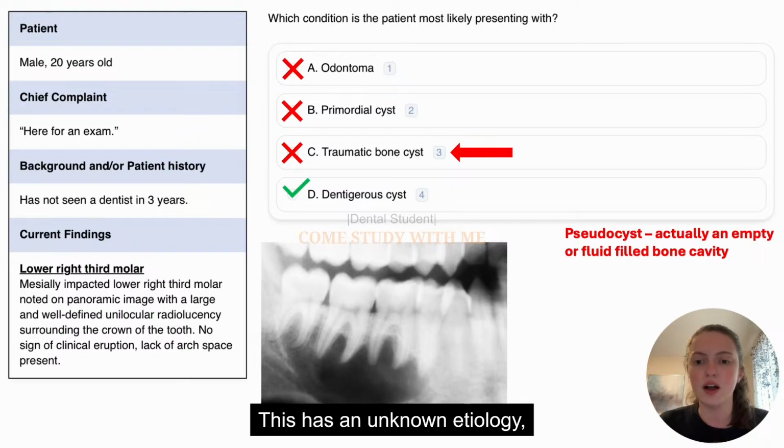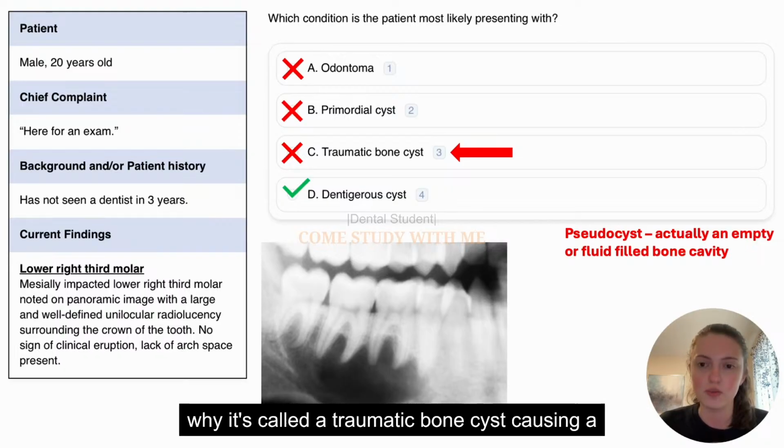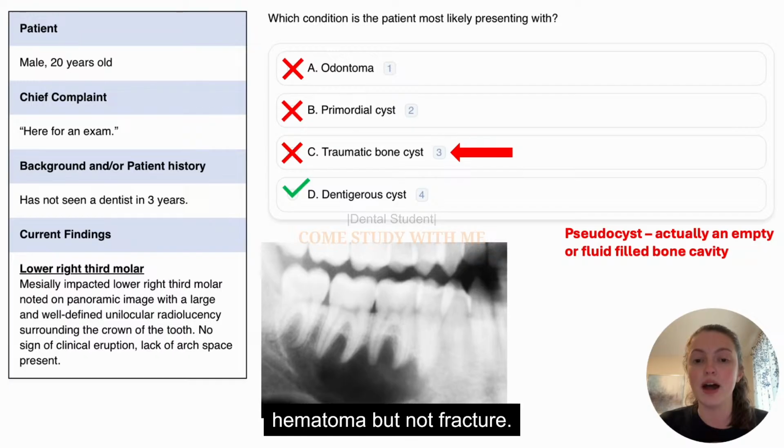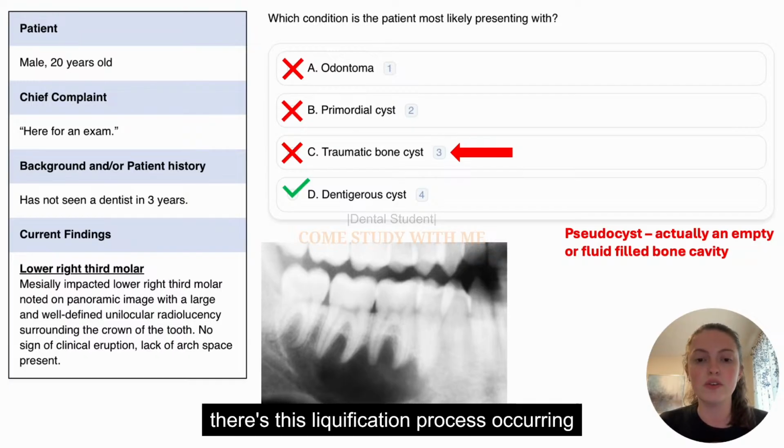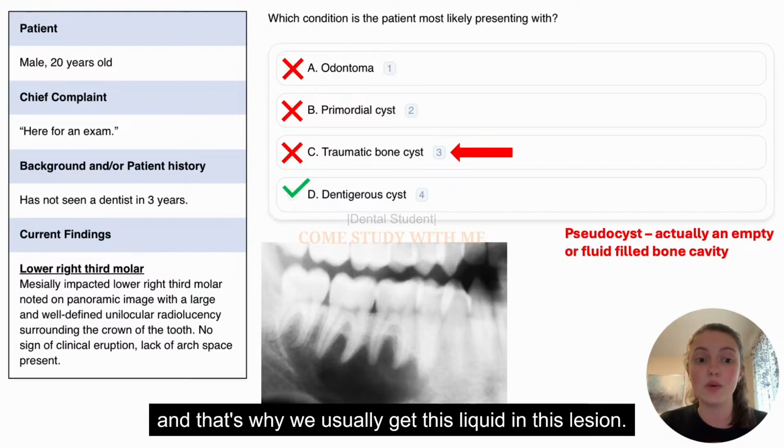This has an unknown etiology, but is thought to be due to trauma, why it's called a traumatic bone cyst, causing hematoma but not fracture. So without subsequent organization and repair of that hematoma, there is this liquefaction process occurring, and that's why we usually get this liquid in this lesion.